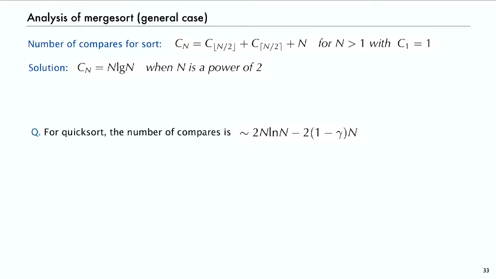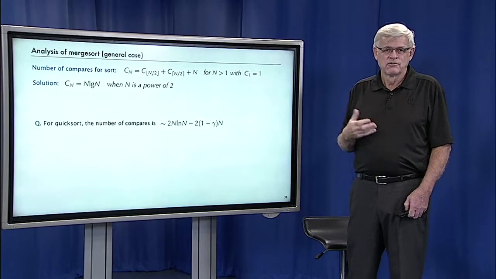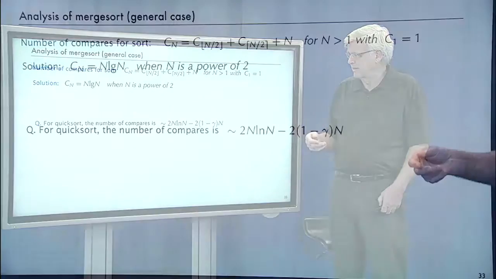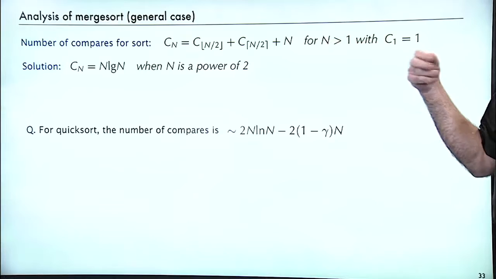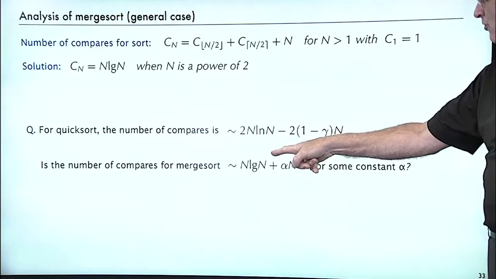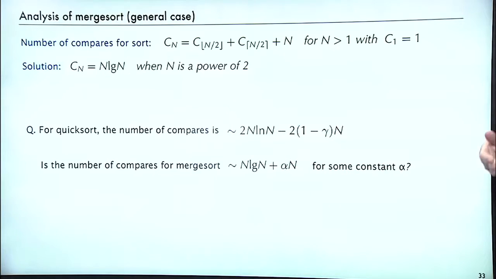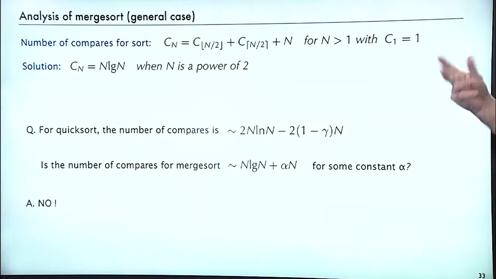And it was asymptotically equal to 2n natural log n minus a constant times n. So one natural question is we want to get a more accurate estimate than n log n for merge sort. Is the number of compares for merge sort proportional to n log n plus alpha n for some constant alpha? And then we'd want to find out what alpha is in order to get the job done. And the answer to that is no. Actually, there's no constant.